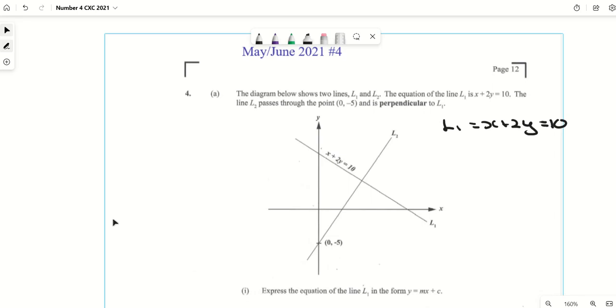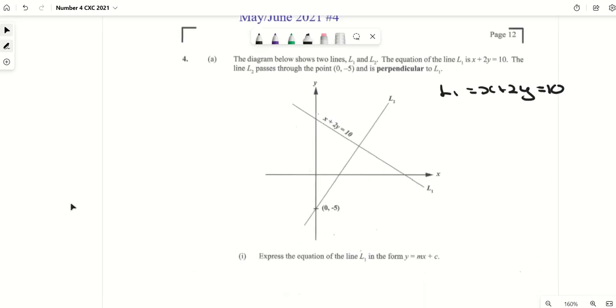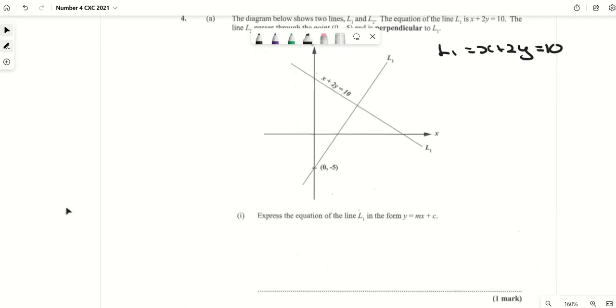The first question says, express the equation of L1 in the form y equals mx plus c. So basically they're telling you to make y the subject. When they said x plus 2y is equal to 10, we want to make y the subject of the formula. We carry across x. If we carry across plus x, it turns to minus x. So we have 2y is equal to 10 minus x.